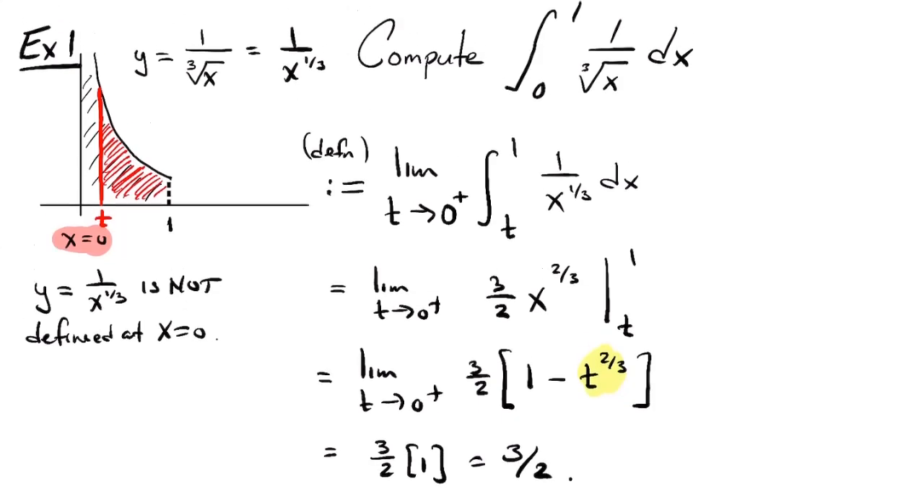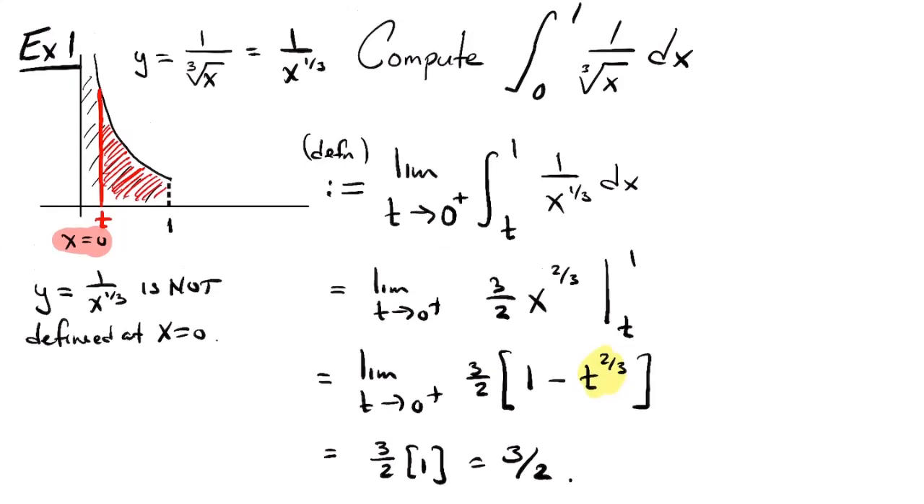Okay, so that area of the region, it's an unbounded region in the sense that there are points in this region whose y coordinates are arbitrarily big. Yeah, that thing has a vertical asymptote. The graph never crosses the x-axis, but the area in it converges to a number, and that number is 3/2.